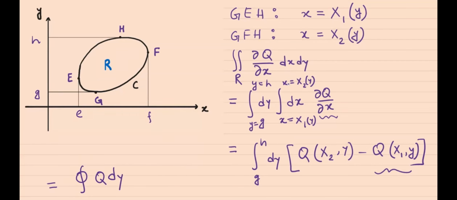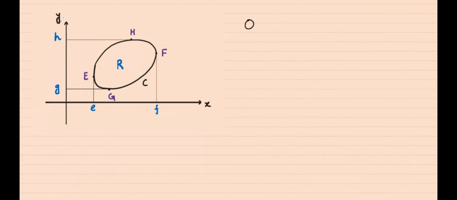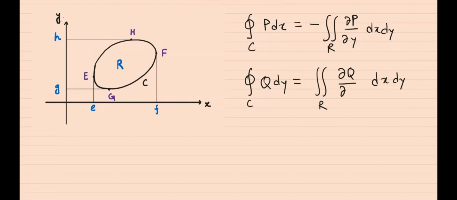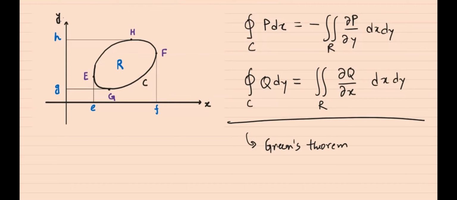Alright? So the two results, when combined, become this. The first one gives us the closed loop integral of p dx, and we found that it equals negative the surface integral of the partial derivative of p with respect to y, dx dy, and similarly for the latter case we have found the closed loop integral of q dy equals, but this time we got a plus sign, the surface integral dx dy, but the integrand is the partial derivative of q with respect to x. And when we combine them, we find Green's theorem for simply connected domain.